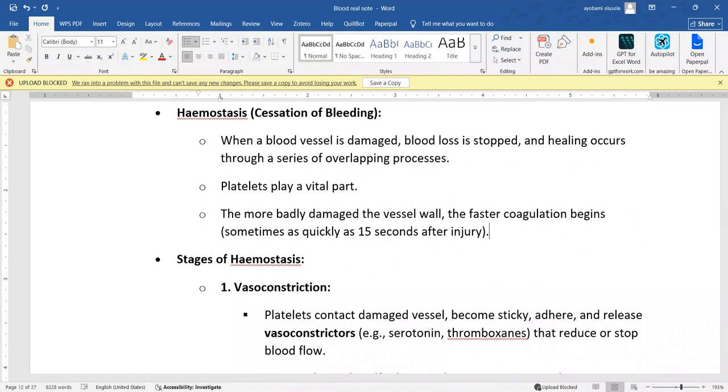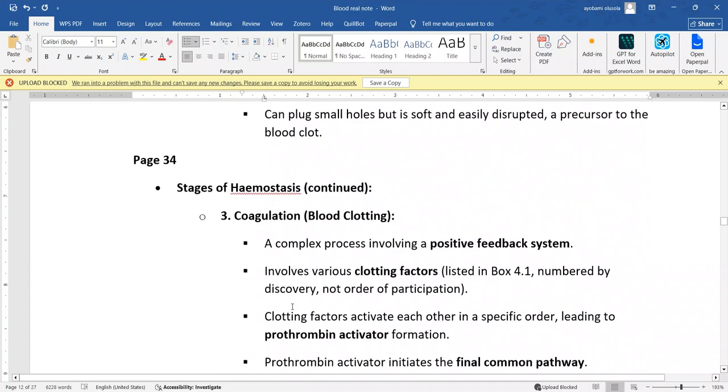Now, hemostasis is the process of cessation of bleeding. So when a blood vessel is damaged, you start bleeding, but the blood has to stop, because if the blood does not stop, you waste a lot of blood, you become anemic, and the patient may die. So that's why the platelets are very important, because the platelet helps with blood clotting to stop bleeding. Now, the more badly damaged the blood vessel, the faster the coagulation. So let's see what happens in the process.